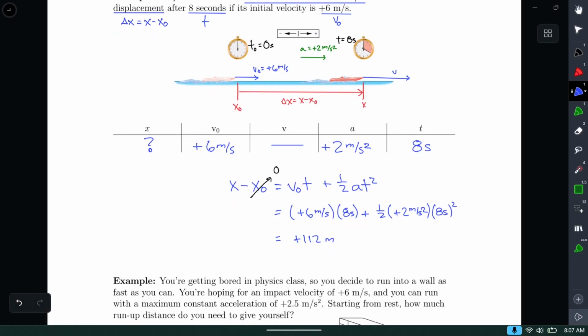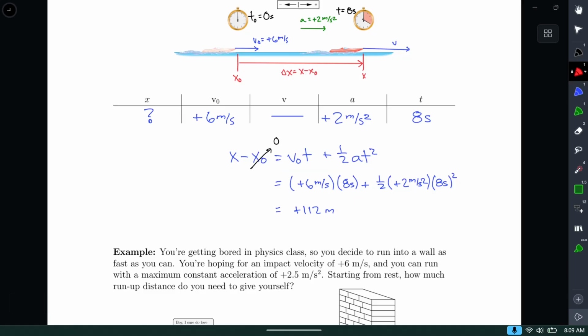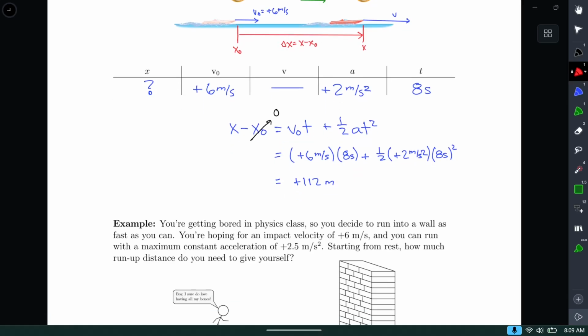The one thing I'll comment on just to help make sense of this equation is what it's kind of trying to say to you. So say that the boat was not accelerating at all. It was going at a steady pace of 6 meters per second. How far would it go after 8 seconds? 48 meters? Yes, it goes 48 meters if it's not accelerating.